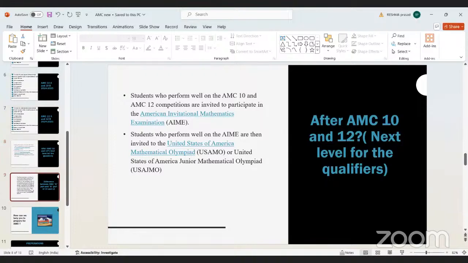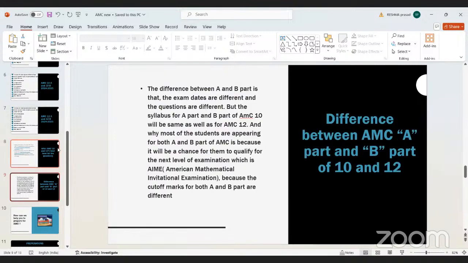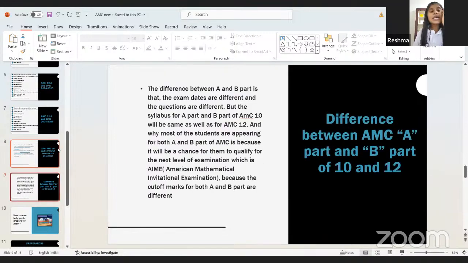Ma'am, the deadline that was told as January 5th, is it for the registration? No, it is the deadline date for registration, but for AMC 10 and 12, October will be the deadline date. Okay, ma'am.